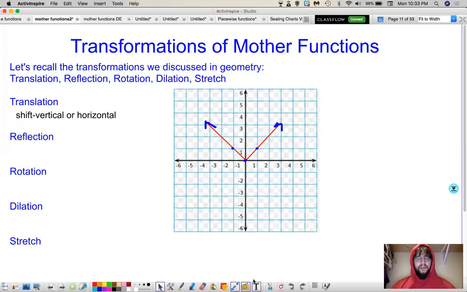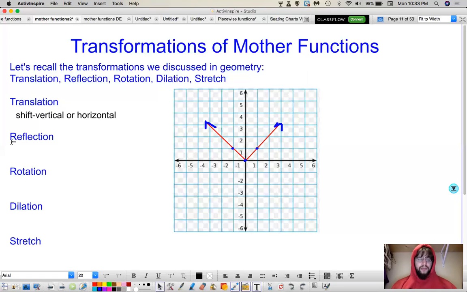So reflections, we call those reflections. Could be over the y-axis or any vertical line. But for our case, we're going to do just the y-axis. Could be the x-axis. We could also do a diagonal, but we're not going to.